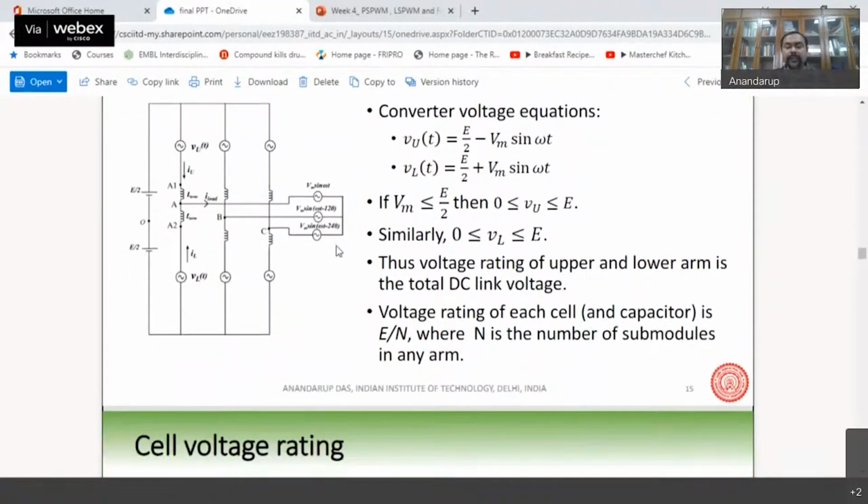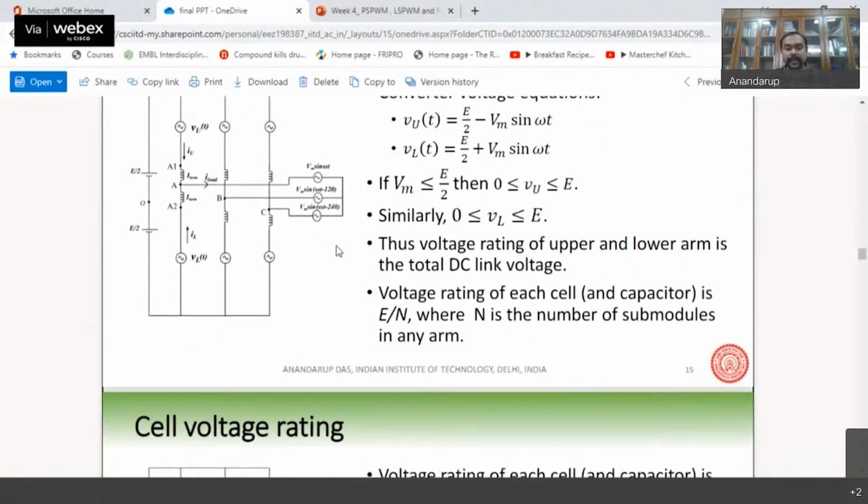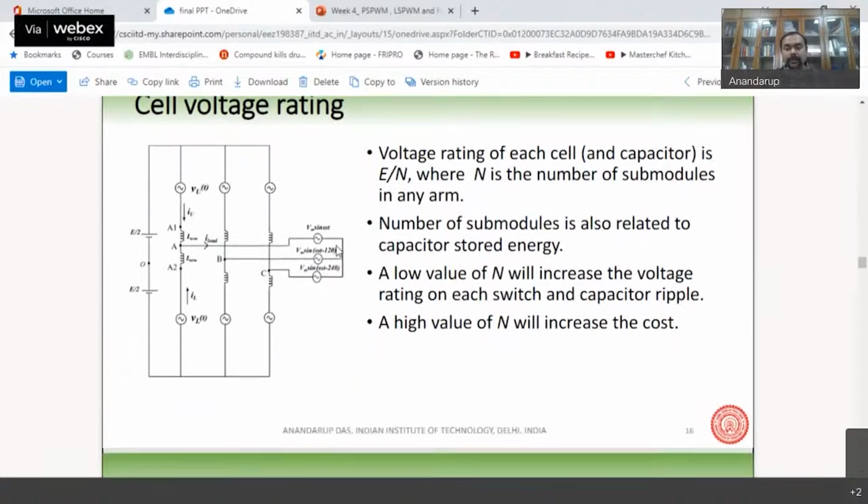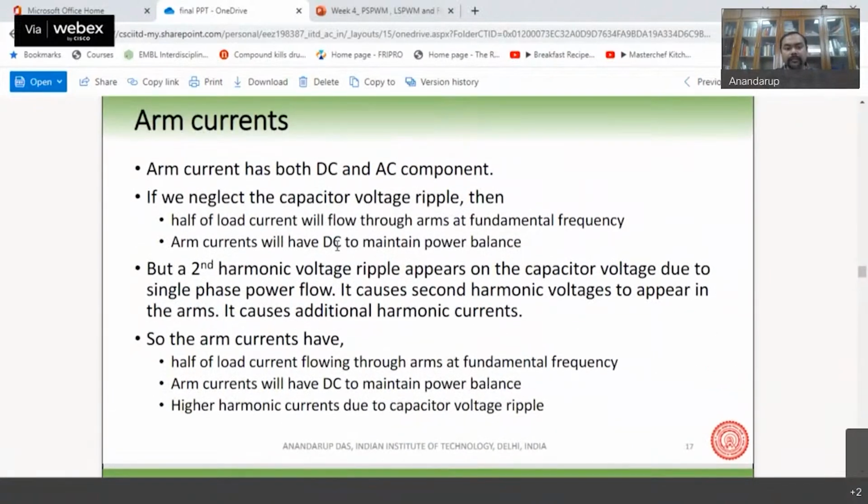And then we have the rating of the switches, which you can see, the voltage rating of the switch, and like that here. Okay, so the arm currents have both a DC and an AC component, because the AC half of the load current goes through each arm, and a DC component flows through the arm because it has to maintain the energy balance between the DC side and the AC side.